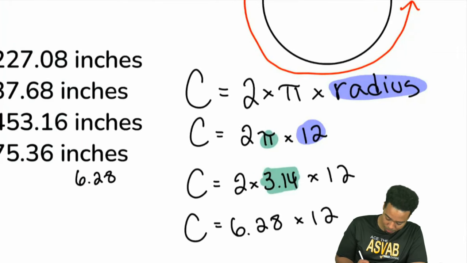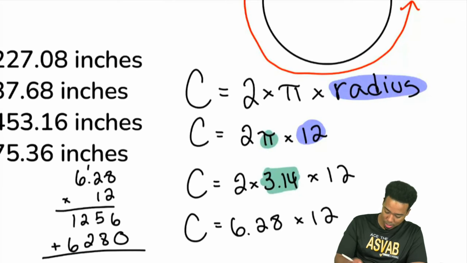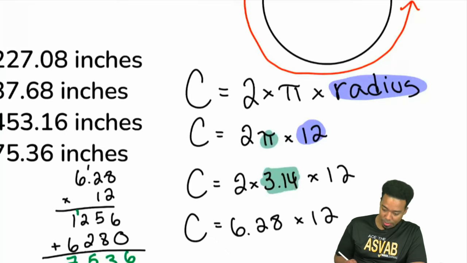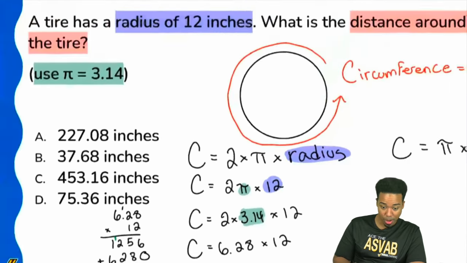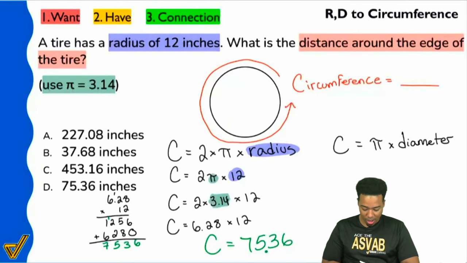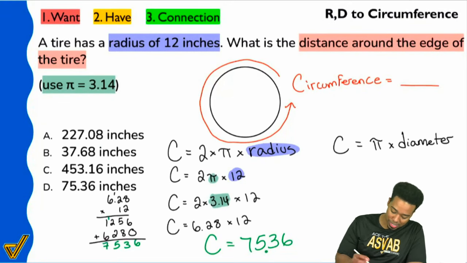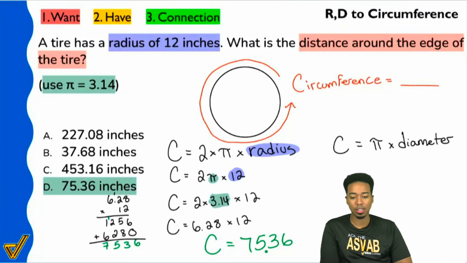So we'll go ahead and do that over here. 8 times 2 is 16. 2 times 2 is 4. Carry the 1 is 5. 6 times 2 is 12. Next line, multiply by 1. 8 times 1, 2 times 1, 6 times 1. Add this all together. And we get our final answer, the circumference, ending in a 6, then a 3, then a 5, then a 7. That would be circumference equals 75.36. And so that would give us answer choice D as the correct answer.